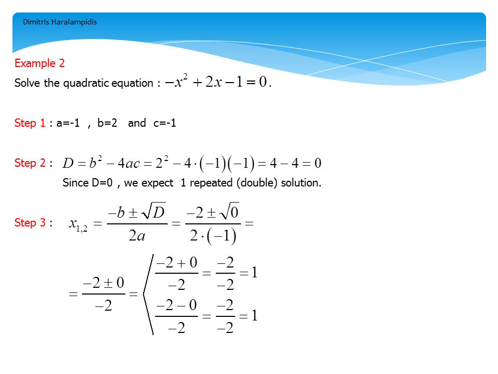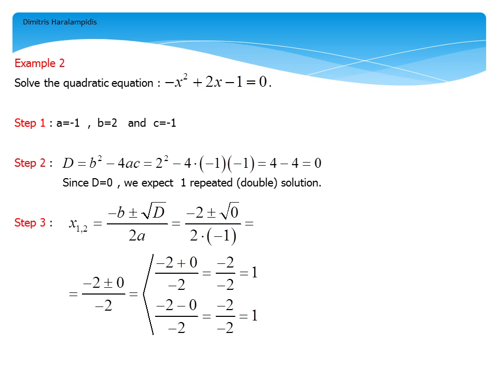Second example. Solve the quadratic equation negative x squared plus 2x minus 1 equals 0. Once again, in the first step, we'll start by stating the values of a, b, and c. Here, a is negative 1, b is 2, and c is negative 1.